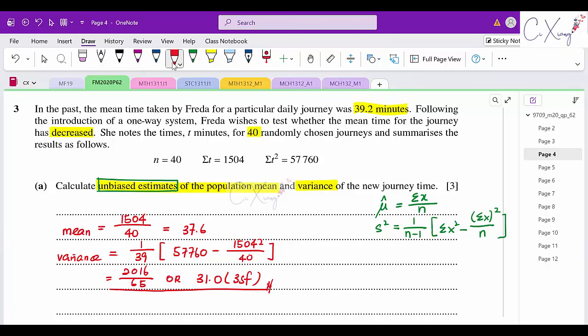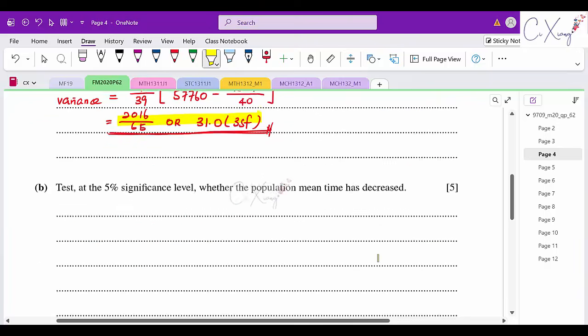For me, I would strongly suggest you keep your variance in the fraction form first, because this is just part A, right? I believe that in the later part, you might need to use this to do some other calculation. So I will keep it as a fraction form. So this is what we have for part A in question number 3. And let's continue further to part B.